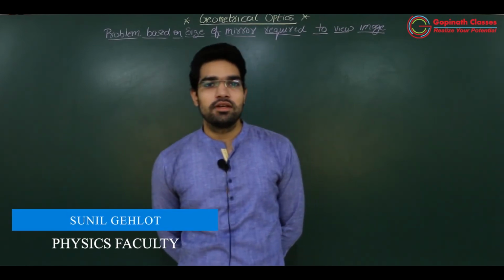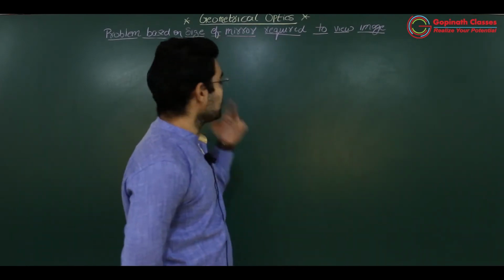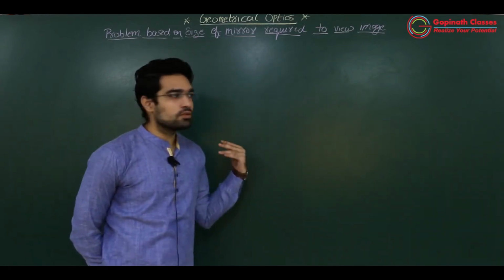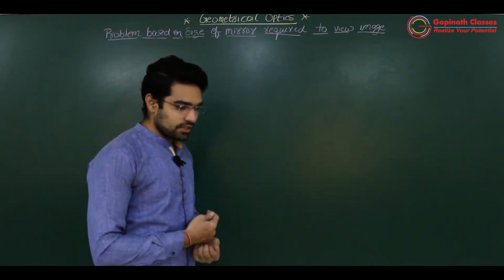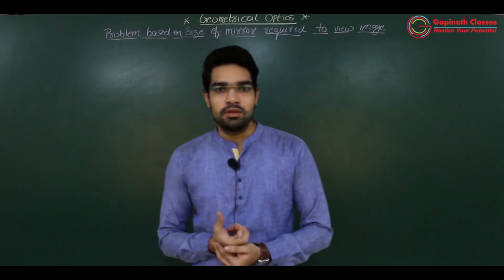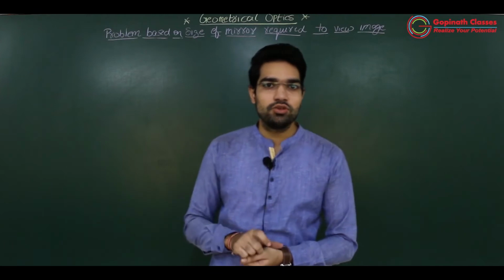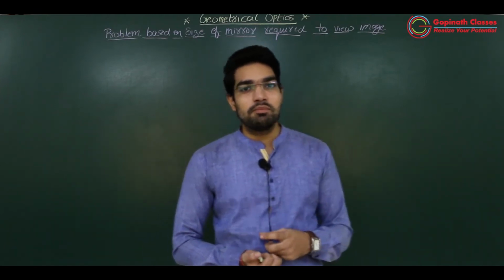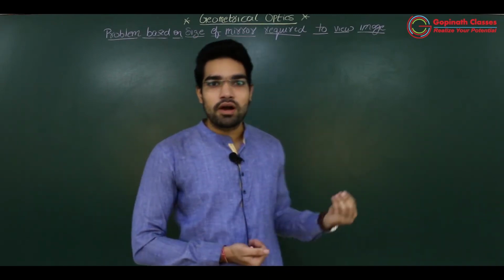Hello students, in the previous lecture we discussed the problem of the size of the mirror required to view an image. Now we are going to discuss two more further questions, which are a little advanced. Until now we studied the size of the mirror required to view the complete image, which is h/2 of the object's height, and where to place it depends on where the observer is.